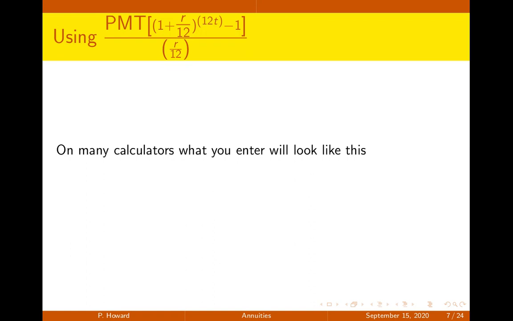If you're using a calculator, what you enter may look like this. This is exactly what I had entered on the previous slide, except here it all appears on a single line, as it does on many calculators. And notice that I have used all the parentheses that appear in the formula.